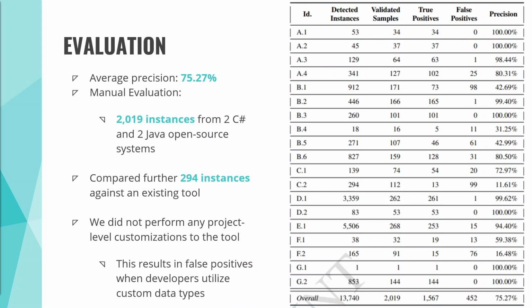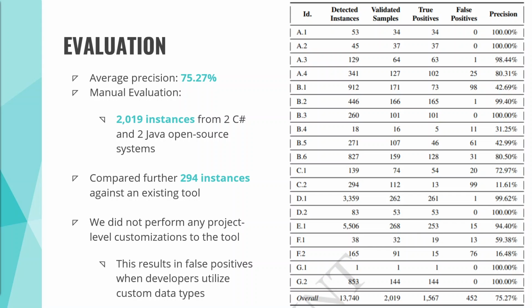To evaluate the performance of Ideal, we manually analyzed 2019 detected instances from 4 systems. Our analysis shows an average precision of 75.27%. We also compared the correctness of our tool against an existing tool. We observed instances where our tool outperformed the existing tool.